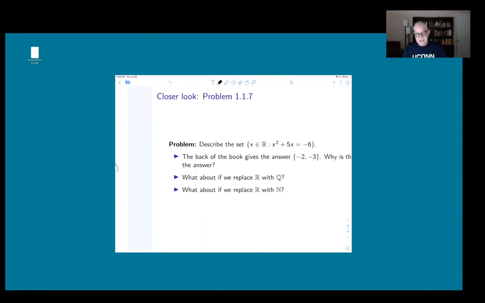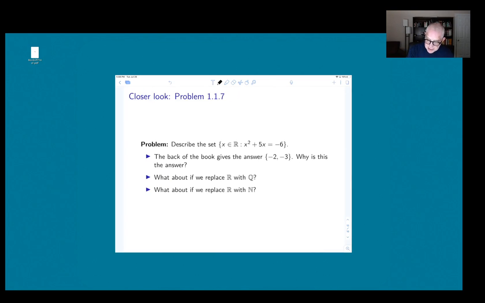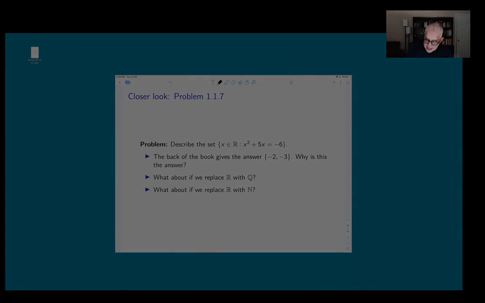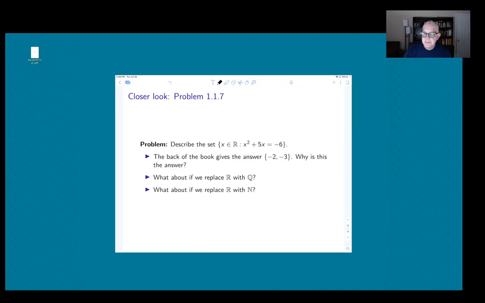Let's look at one more example. This is a problem from the book. It's problem 7 from section 1.1. And they ask you to describe the set of x such that x squared plus 5x equals minus 6, where x is real. So in the back of the book, they give the answer minus 2, minus 3. How did they get this answer?